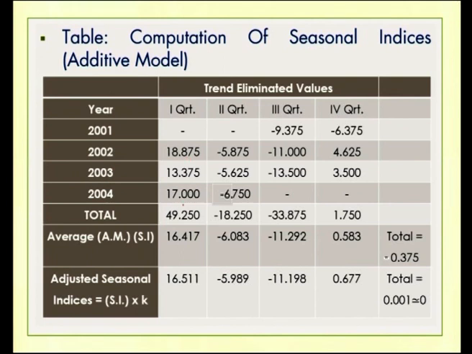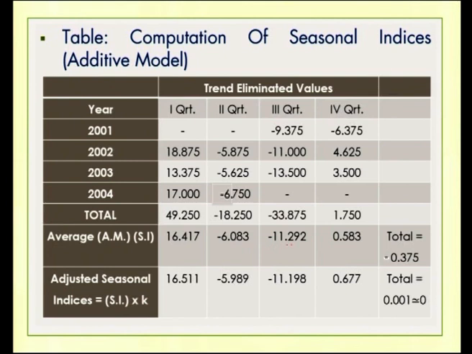Again, next you take the total of these three values, 18.875 plus 13.375 plus 17 gives you 49, and similarly minus 18.250 minus 33, and likewise the values are taken. Then take average. Since 49.25 is obtained by adding 3 values, 49.25 divided by 3 gives you 16.417. Similarly, minus 18.25 divided by 3 gives minus 6.083.